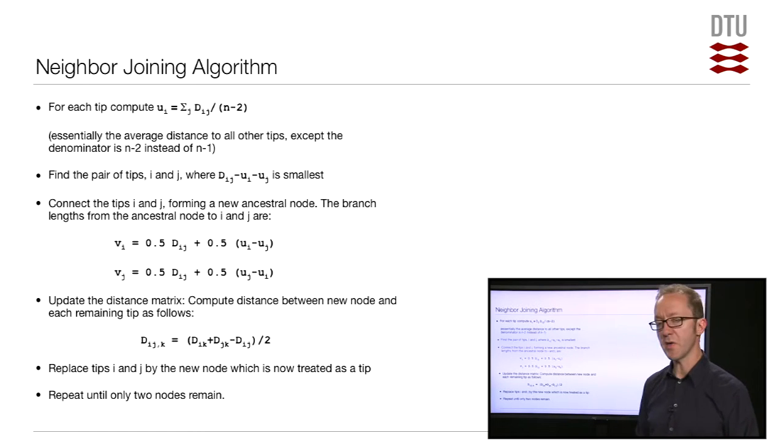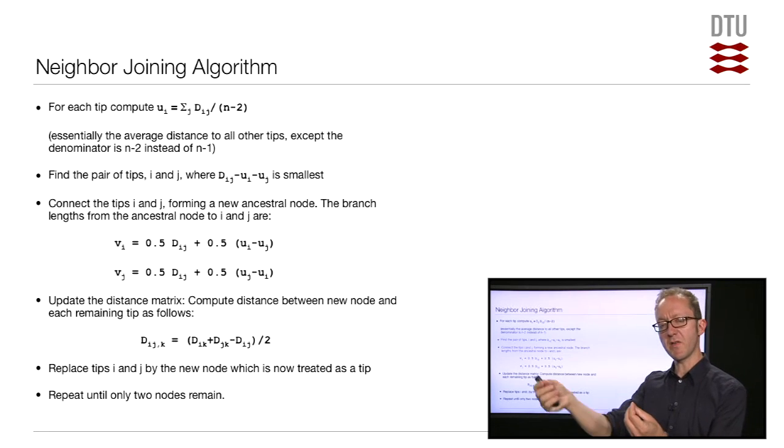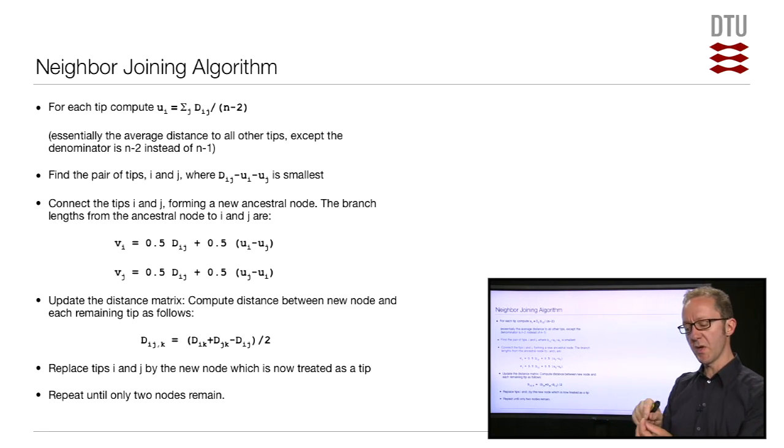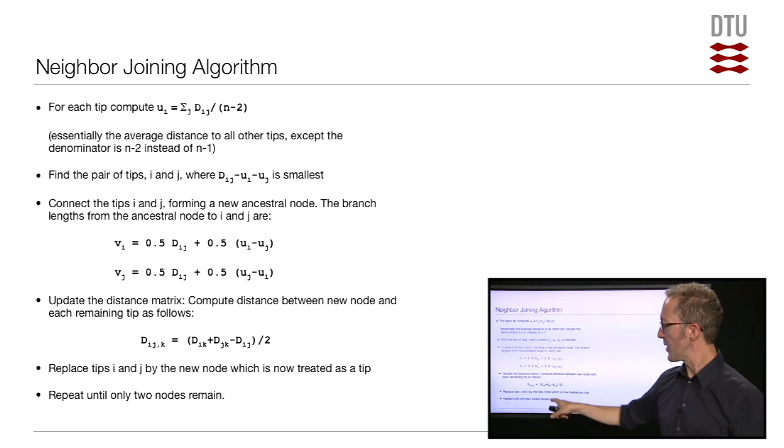Finally, you need to figure out this new ancestral node that you just put in place of the two original nodes. What is the distance from that ancestral node to the rest of the tips in your tree? There's a formula for that also that's based on the observed pairwise distances in the following manner. I won't again go into that.